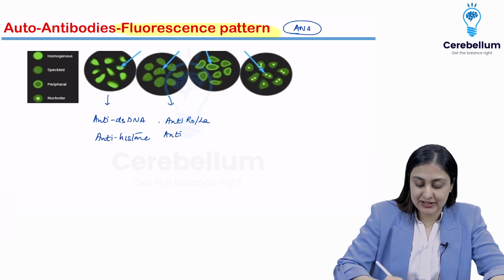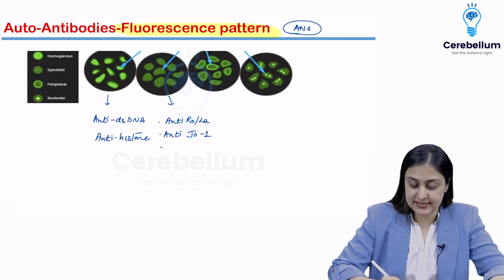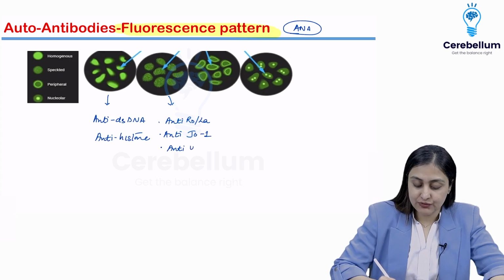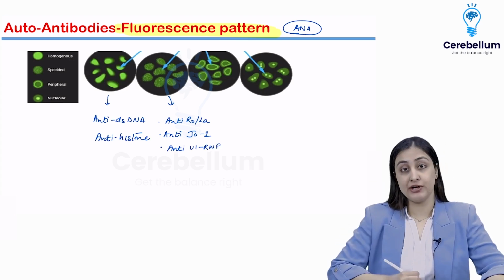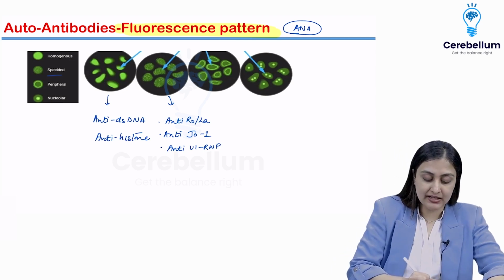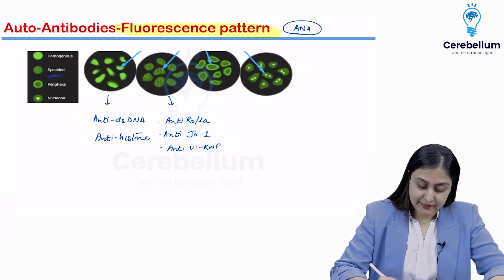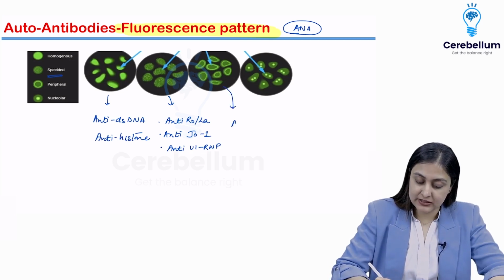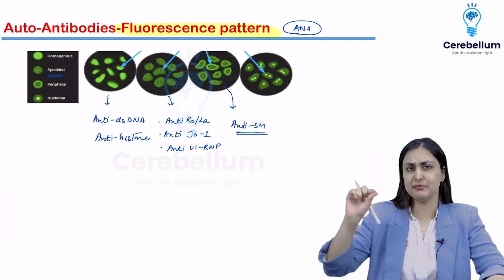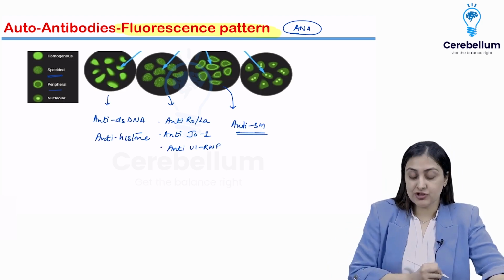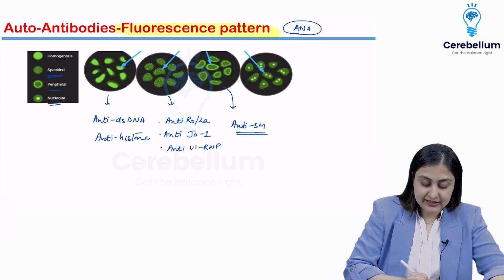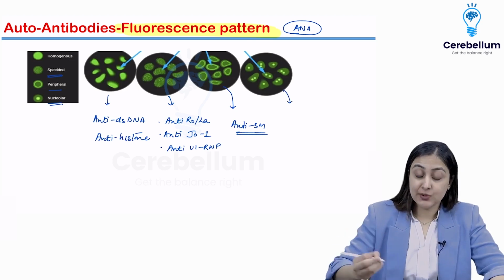From Ro and La, only remember anti-Jo as well. So anti-Jo1, which is your anti-synthetase, and anti-U1 RNP, which is your mixed connective tissue disorder antibody. All of these show you a speckled pattern. And where you see this peripheral pattern, it is anti-Smith. Smith was specific, people are usually put in the periphery, is how you can remember. So this is peripheral. And nucleolar pattern, this is seen in the scleroderma antibody.